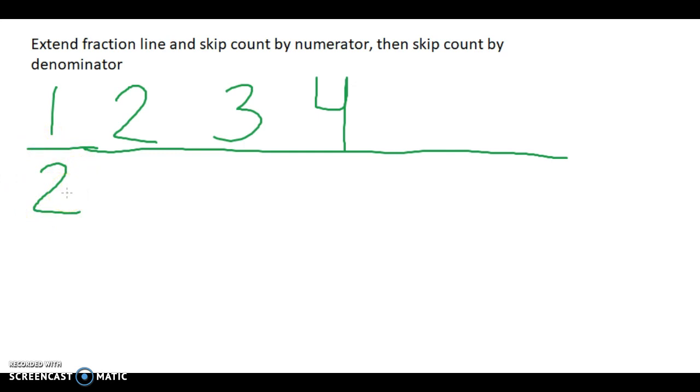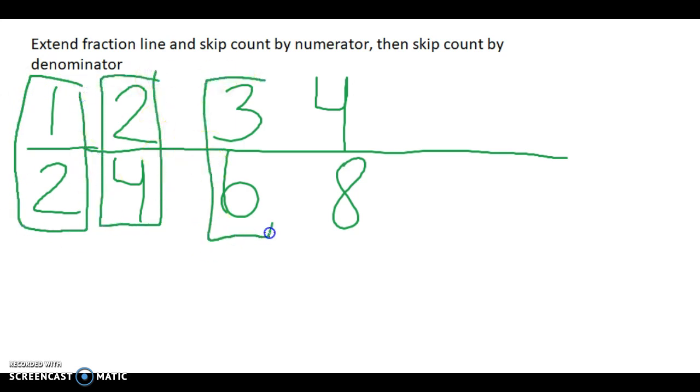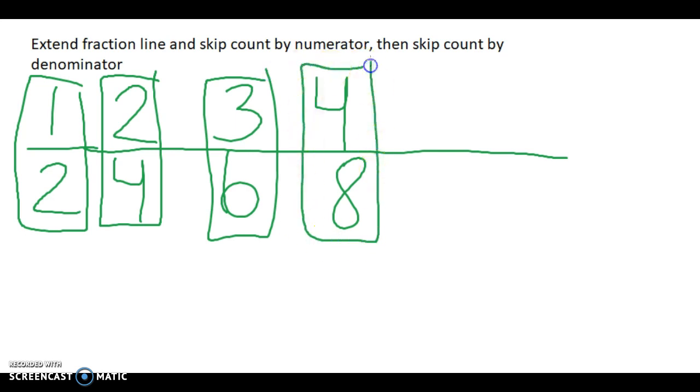So 2, 4, 6. As I'm skip counting by 2s, I want to write those numbers right underneath the new numbers I've written up top. So 2, 4, 6, 8. So here I've made fractions that are equivalent to 1/2. To finalize my answers, I'll go ahead and box all of my fractions in. So 1/2, 2/4, 3/6, 4/8. If necessary, I could keep going.